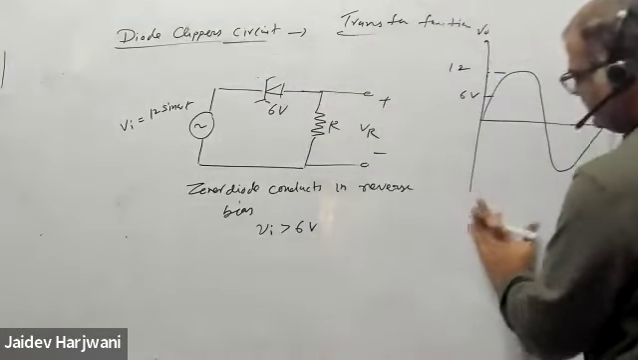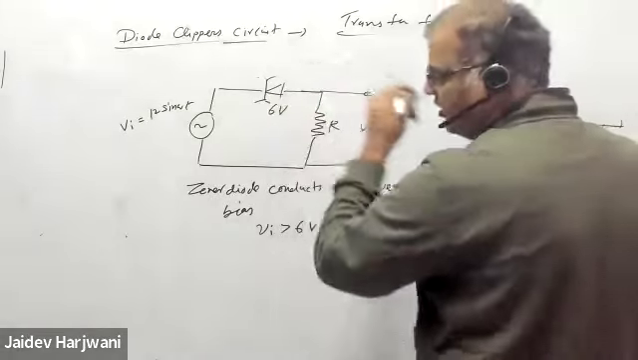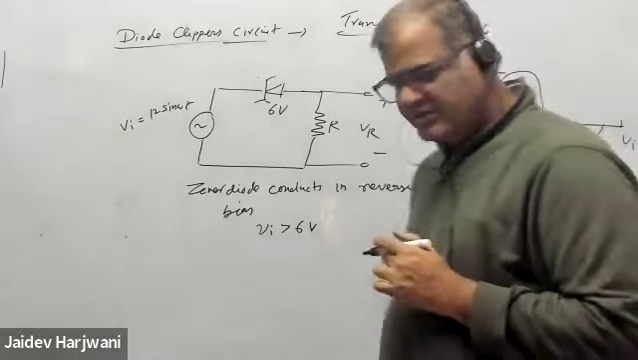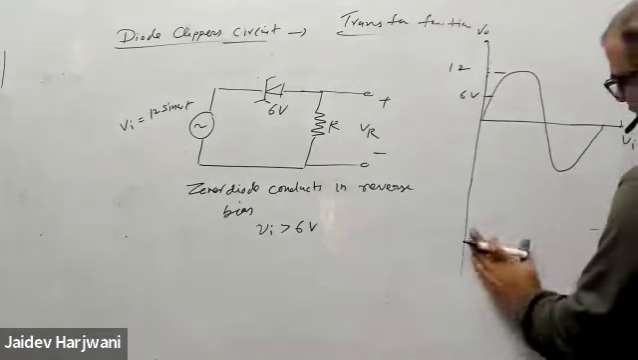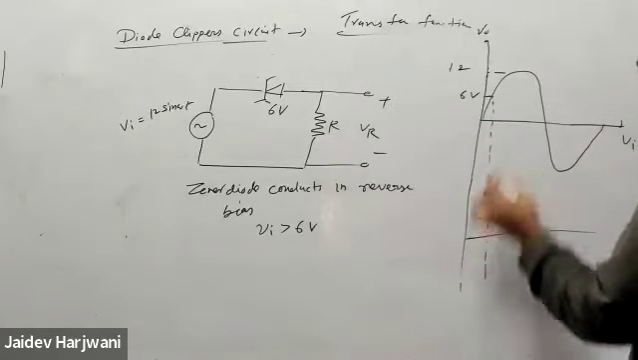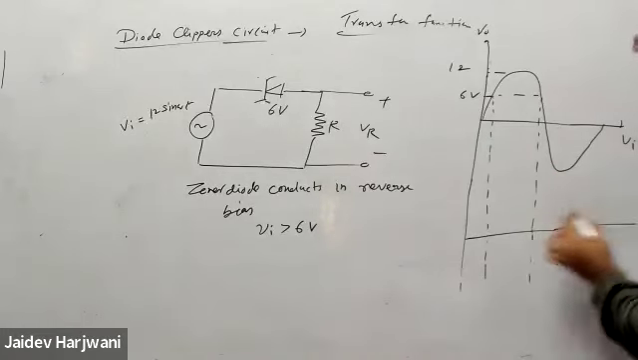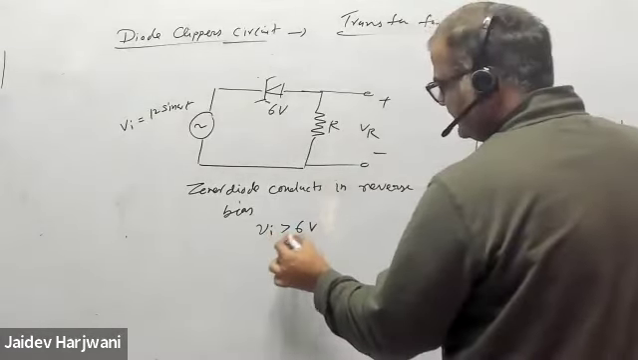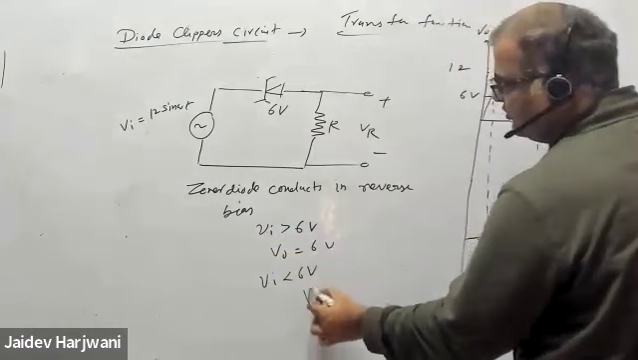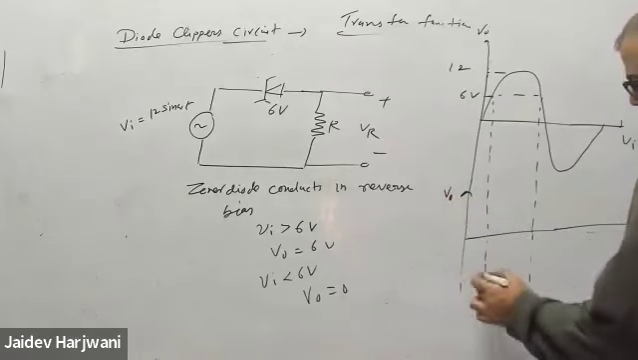Okay, yes or no? But if it is less than 6 volt, this is off, so no current will be flowing in the circuit. So the output will become 0. If your input is greater than this one, then V naught is your 6 volt. But if Vi is less than 6 volt, in that case your V output will be 0.